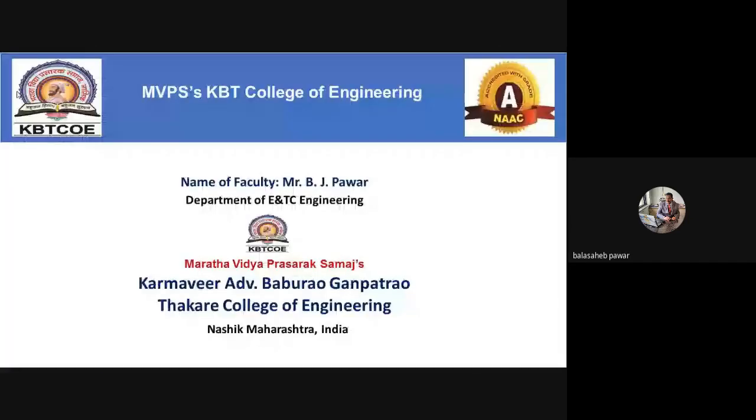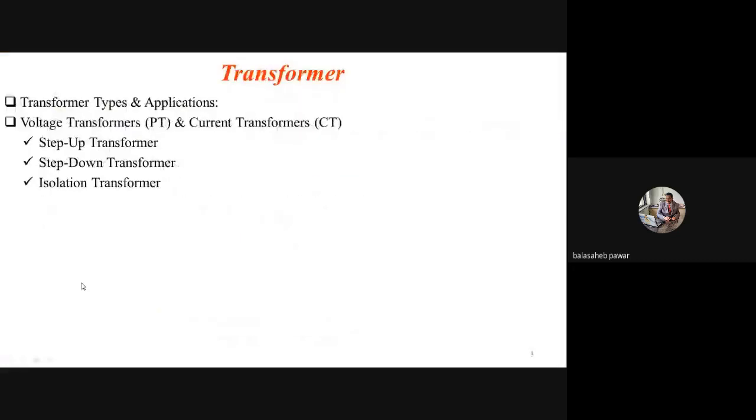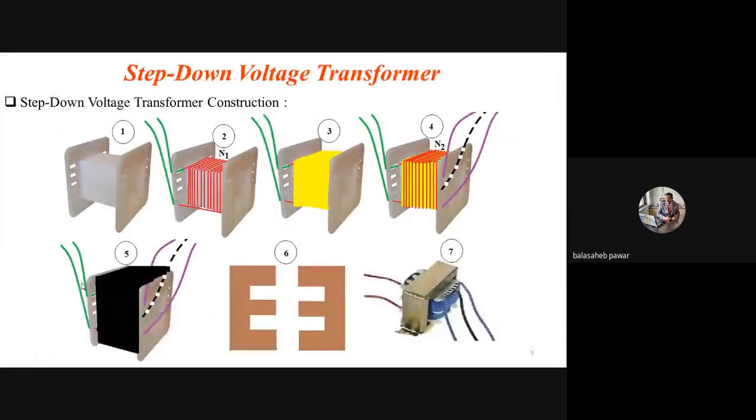So last time we discussed the construction of the transformer and a few parameters like input and output voltage, input and output current, and one more term, the SWG, that is standard wire gauge, used for primary and secondary. We concluded that the SWG of the primary is a higher number compared to the secondary, because the secondary current is greater than the primary current.